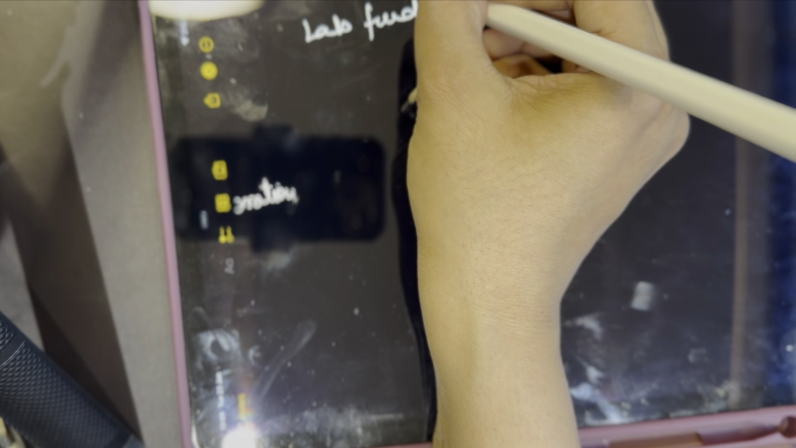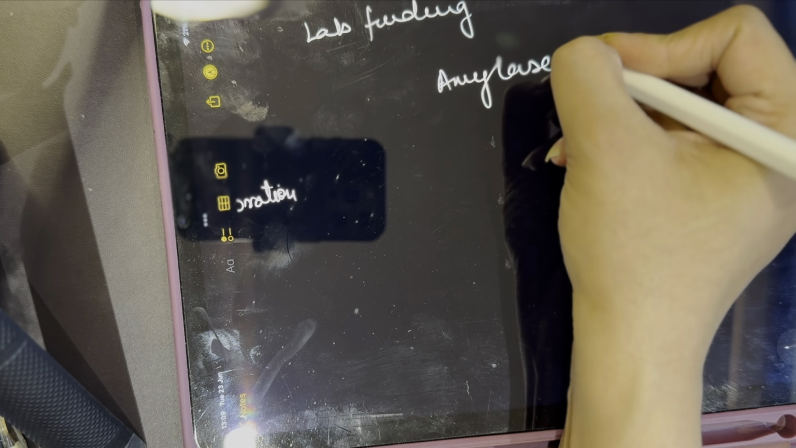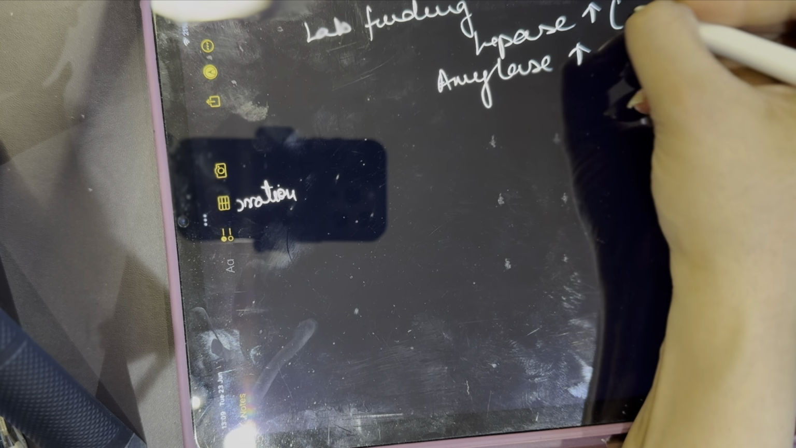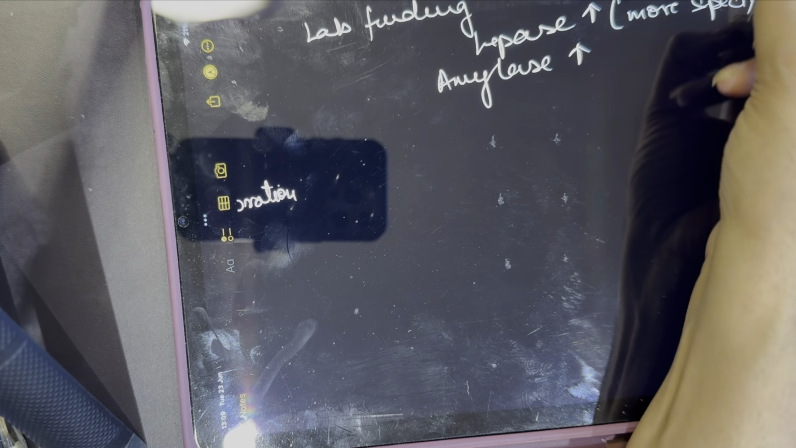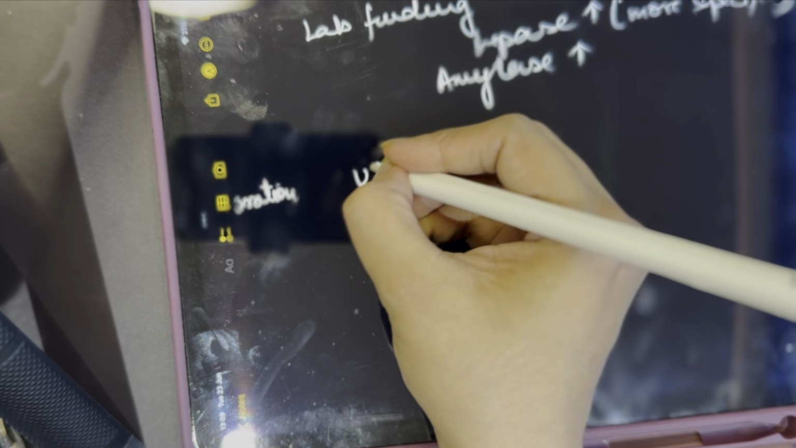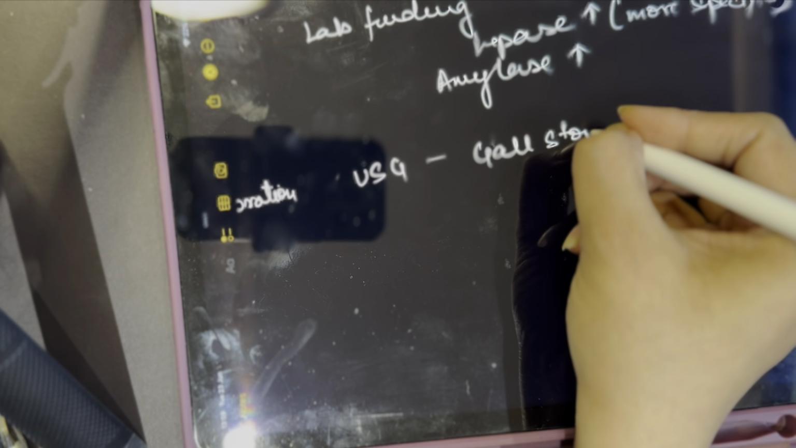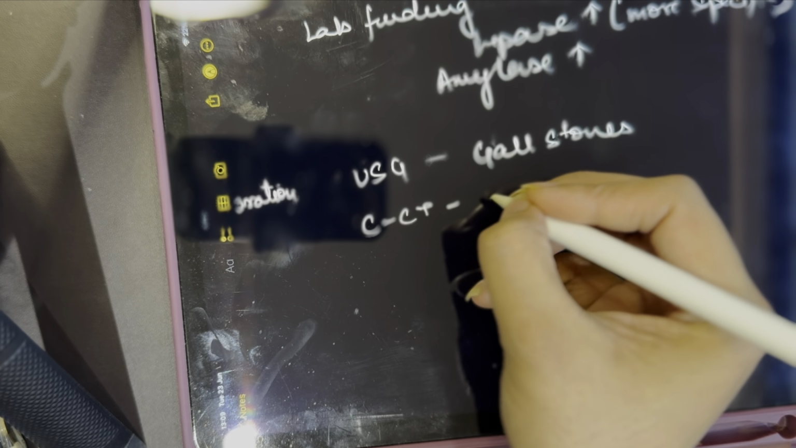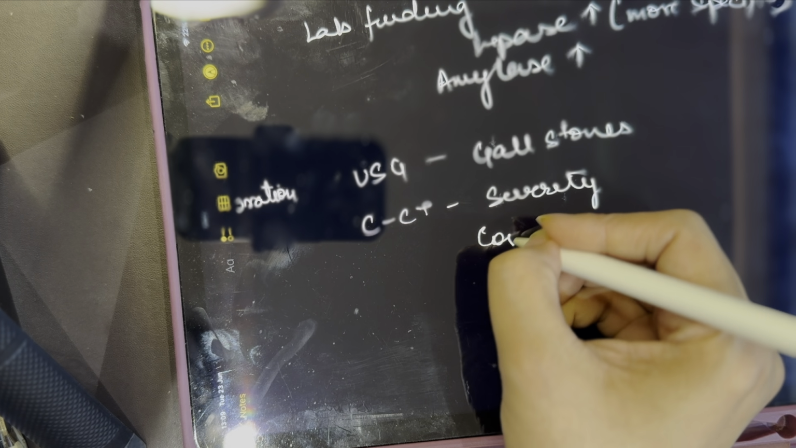Lab findings: amylase and lipase will be increased. Amylase will be increased. Lipase will also be increased, and this is more specific. You will get an ultrasound done to look for gallstones, then a contrast CT to see severity and assess any complication.